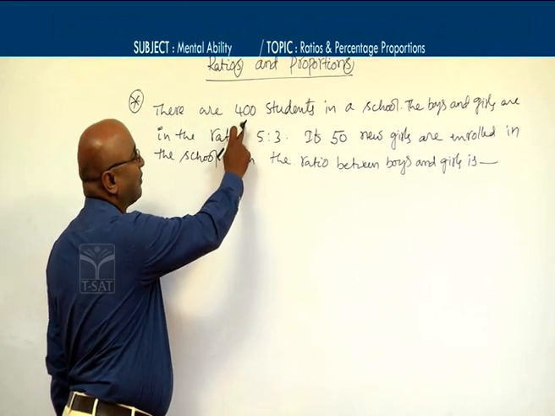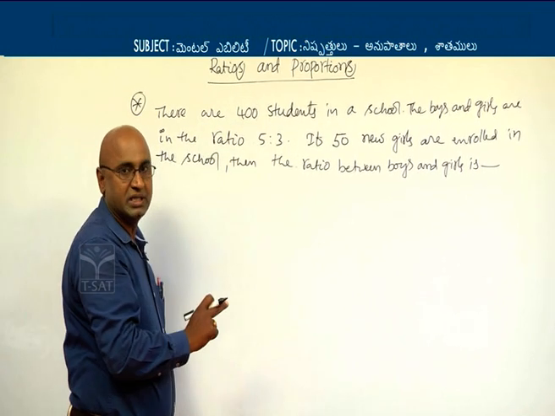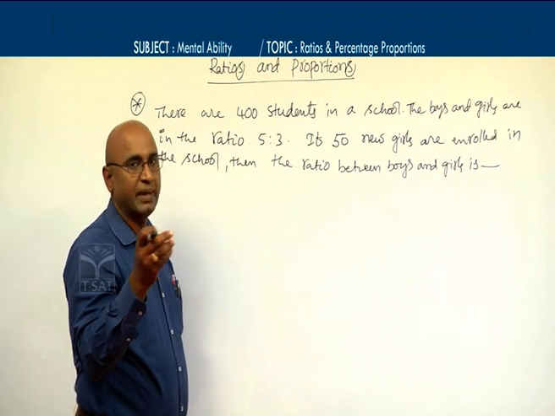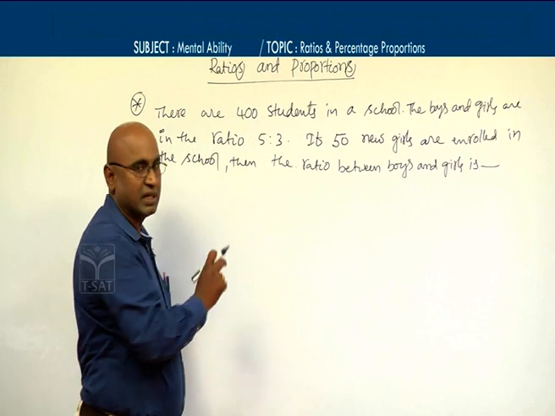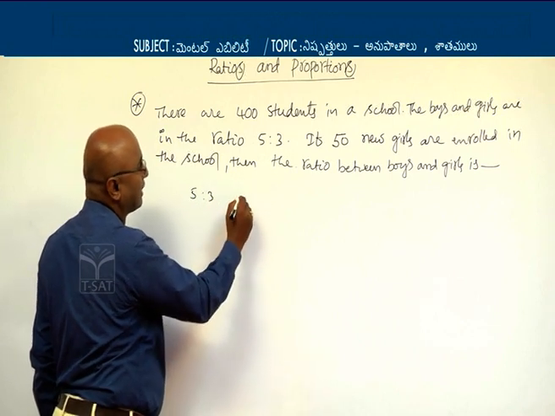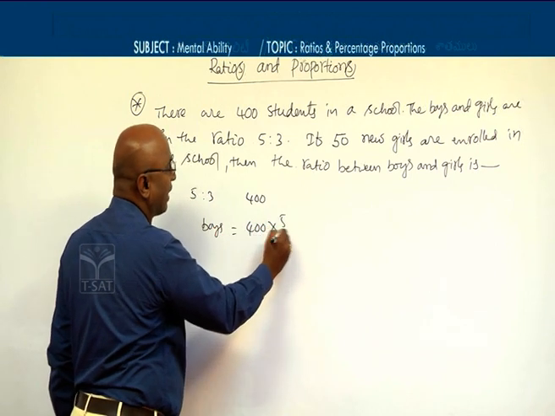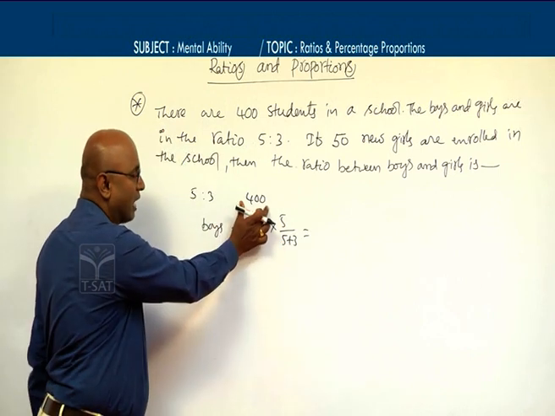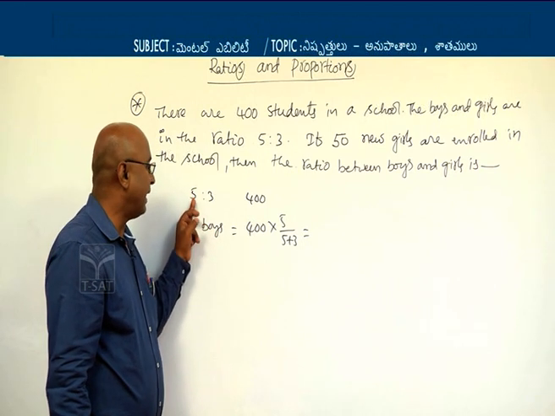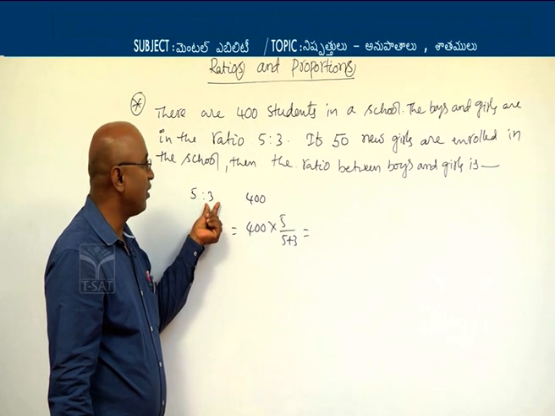in a school there are 400 students. Among those students, the ratio of boys and girls is 5:3. If 50 more students, that is girls, join the school, what will be the ratio between them? Now see, the ratio is 5:3 and the total number is 400. Then boys is equal to 400 into 5 by 5 plus 3. Out of 400 students, the boys' ratio is 5 parts. The total parts are 8 parts. The boys are 5 parts and the girls are 3 parts.